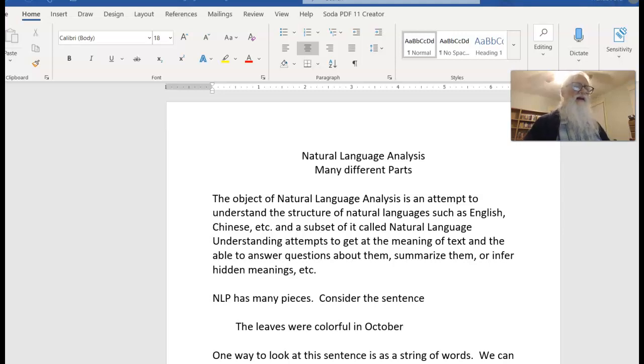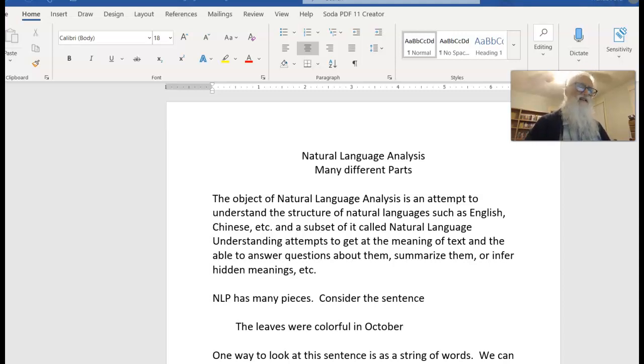Now, there's a distinction between natural language analysis and natural language understanding. Understanding is part of the natural language analysis. Understanding is trying to get at the meaning or to summarize them. There are many, many pieces of NLP.